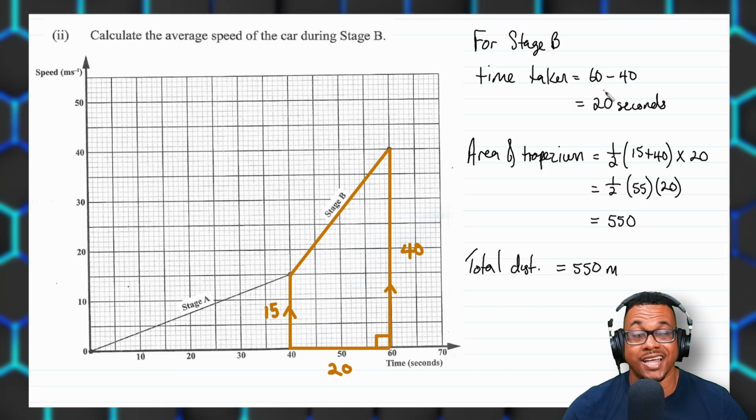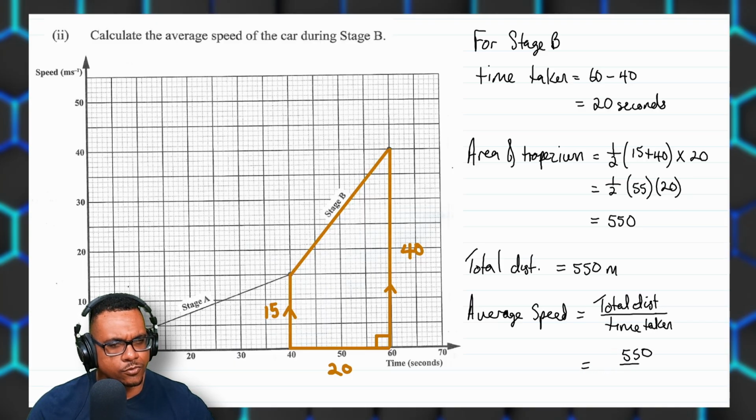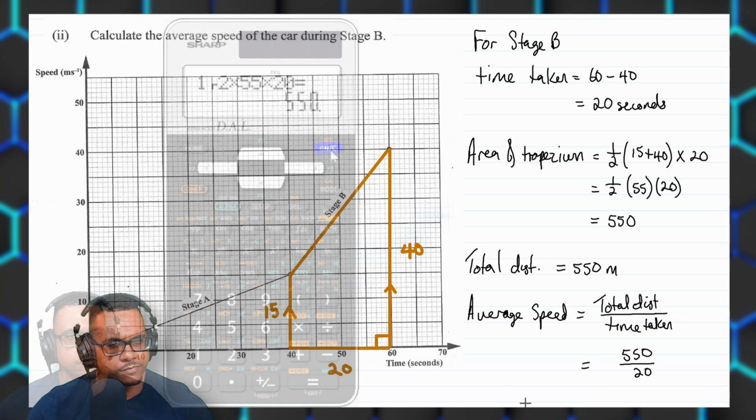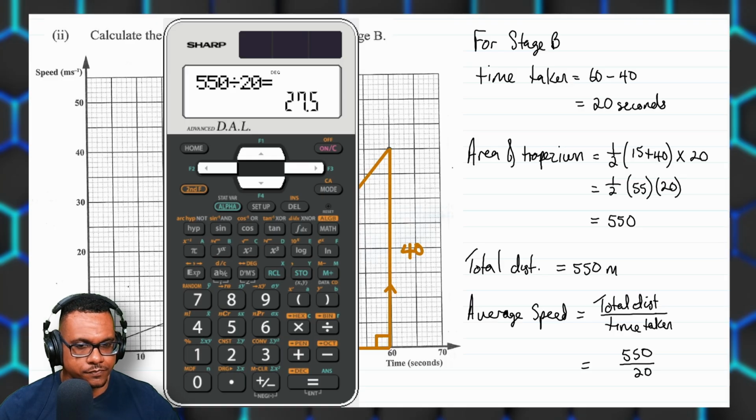So speed is, well, average speed is the total distance over the time taken. So average speed is equal to my total distance over time taken. And that's equal to my total distance, 550, over the time taken, which is 20. Working that out, we have 550 divided by 20, and we'll get 27.5. Okay, so that's our average speed. Of course, that'll be meters per second. So that's equal to 27.5 meters per second.